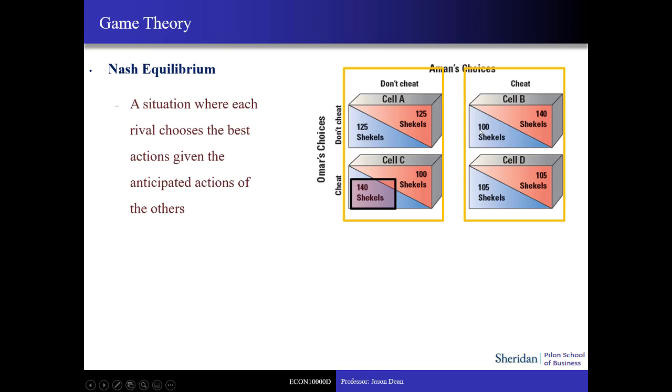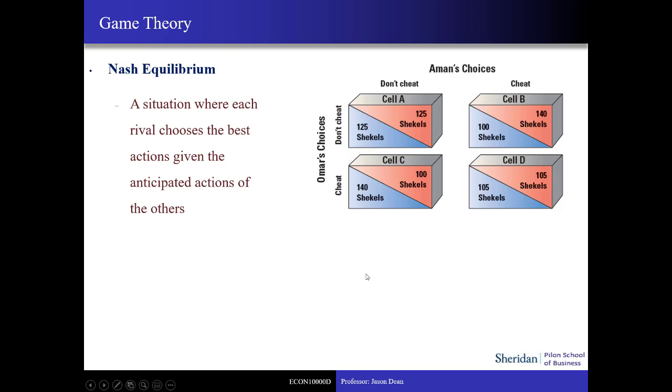Then we're comparing these two numbers. And so for Omar, if Aman does cheat, then his best option is to also cheat, because then he'll be getting 105. Okay, so basically Omar has a dominant strategy to just cheat, right? Because whatever the other person does, he will get the highest payoffs if he always cheats. And since the game is symmetric, it's going to be the same thing for Aman.